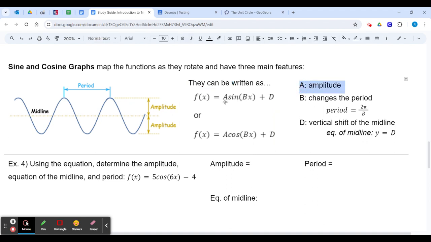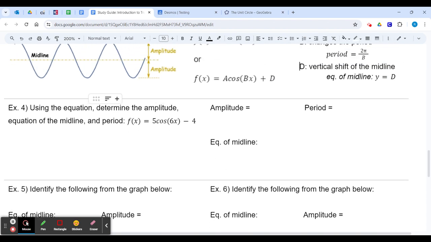Amplitude is just that number out in front. It's what we're multiplying by. B changes the period. Notice how it's not the period. It's used to calculate the period. And that vertical shift, that thing that we add at the end, plus D, that's going to be where our midline is. So if I'm using example 4 here, I should be able to find everything just from this equation.